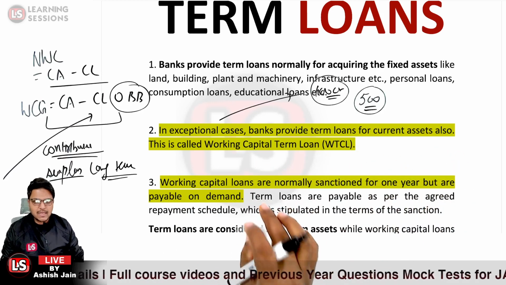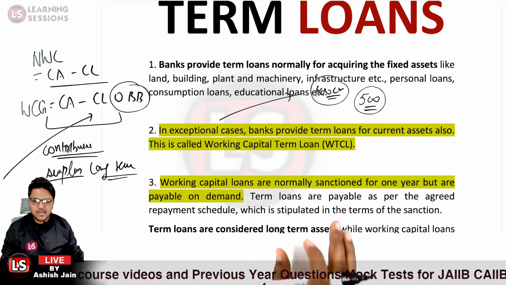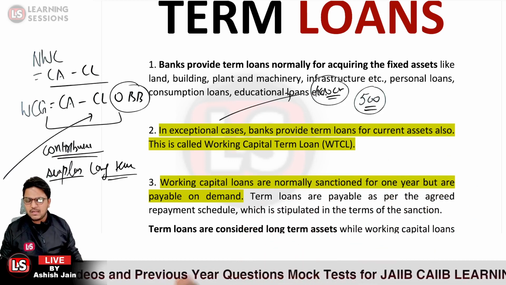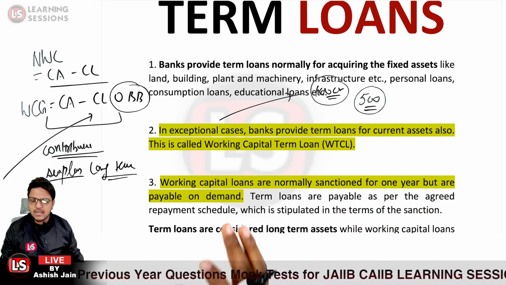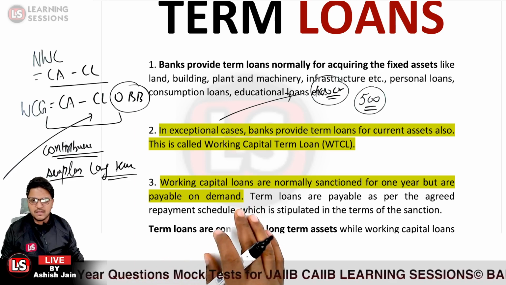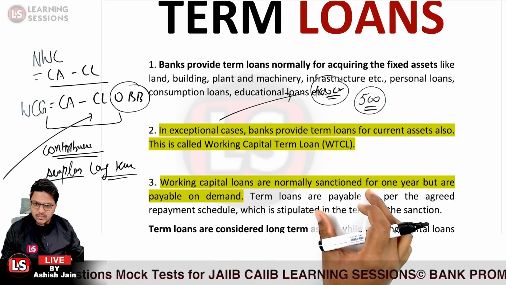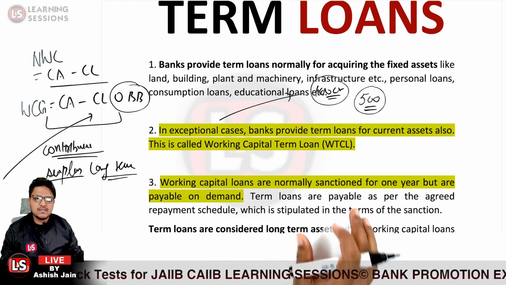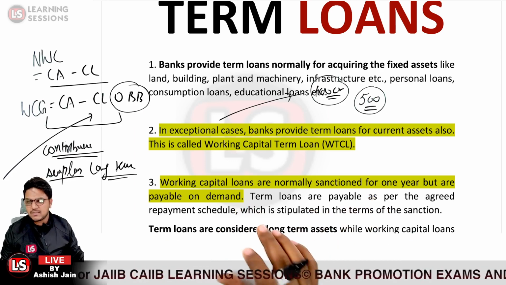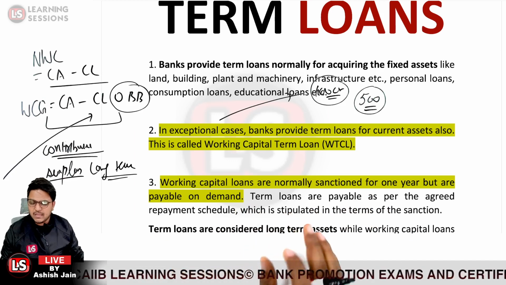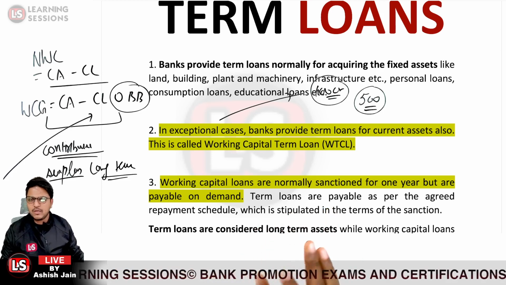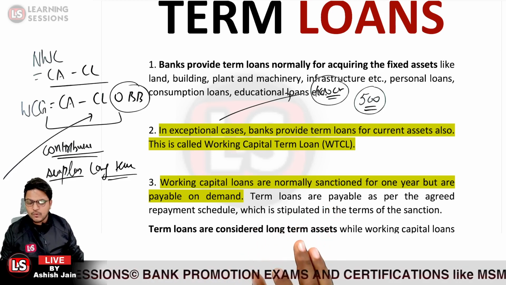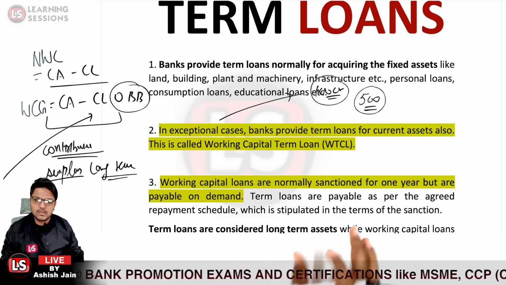Okay, so working capital is basically sanctioned for a 1 year period because it takes into account the working capital needs of the firm, that is, around the working capital cycle. But in the case of term loans, these are payable as per the repayment schedule. It can be a mid-term loan, a long-term loan, or a short-term loan, for which the loans are to be repaid over different tenures.